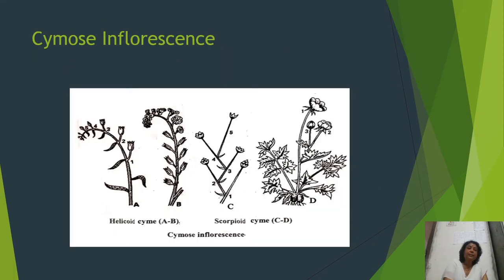The next is the figure. These are the diagrammatic figures of Cymose inflorescence. The first, figures A and B, show the oldest flower at the tip and the successive flowers being produced on one side only. In figures C and D, it is observed that the flowers are present in an alternate or zigzag manner.